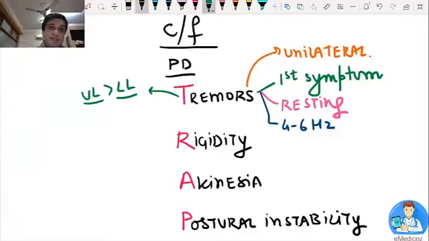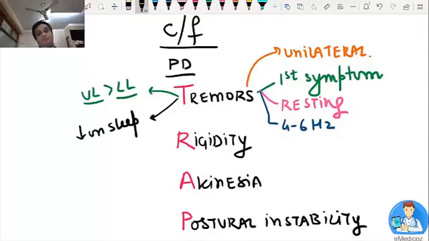And they specifically decrease on sleep. So the tremor type is resting, 4 to 6 hertz, first symptom, unilateral presentation. It's more commonly affecting the upper limb than the lower limb, and it typically decreases when the person goes off to sleep. So these are the few qualities of tremor that we know.